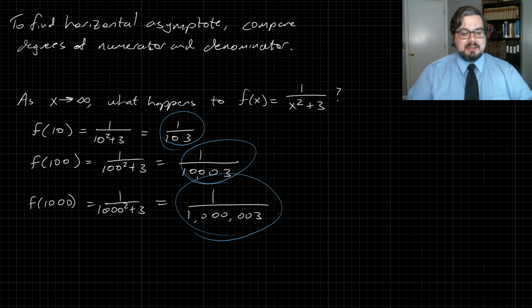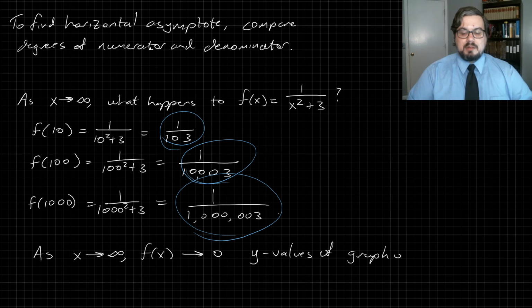So we can say that in this case, as x goes to infinity, f of x looks like it's going to 0. Or in other words, the y values of the graph of f are close to 0 when x is very, very large.